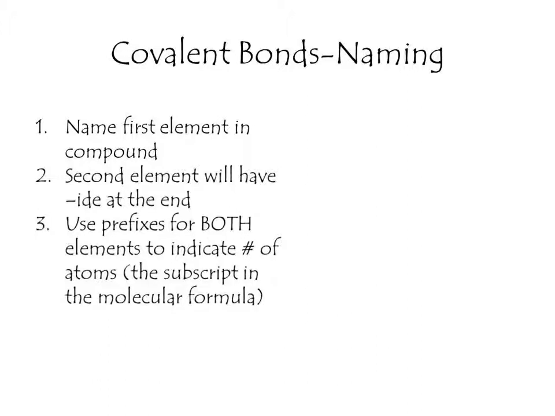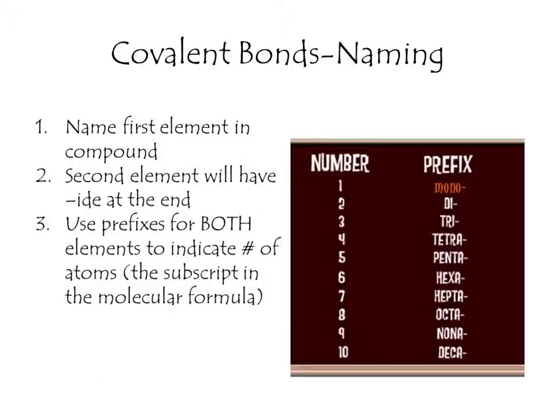Now, what are the prefixes you need to know? Well, here is the list. 1 is going to be mono. There are 2 di, 3 tri, 4 tetra, 5 penta, 6 hexa, 7 hepta, 8 octa, 9 nona, 10 deca. These should already be on your notes.